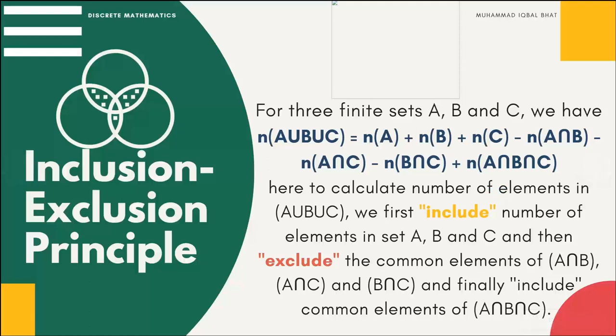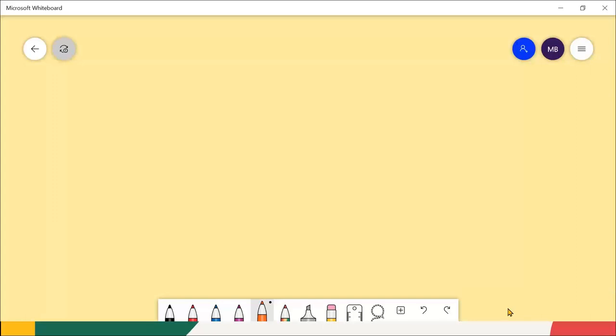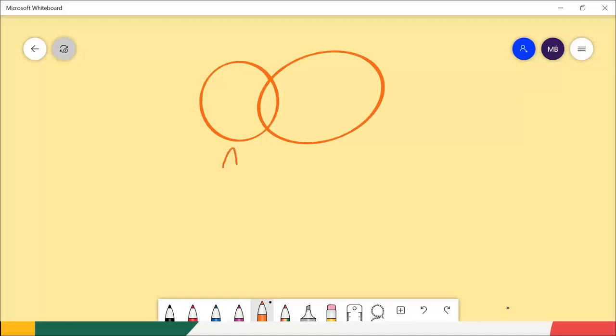So let us see on the whiteboard why we are including some areas and excluding some areas in this formula. In case of two sets, set A and set B, in set A I am having some elements 1, 2, 3, 4, 5, 6, 7, 8, 9, 10. If we check the total number of elements, there are 1, 2, 3, 4, 5, 6, 7, 8, 9, and 10. There are a total of 10 elements. Means the number of elements in A union B should be equal to 10.